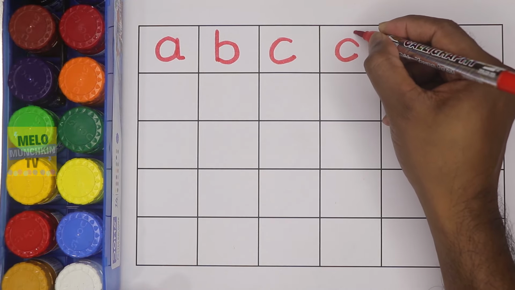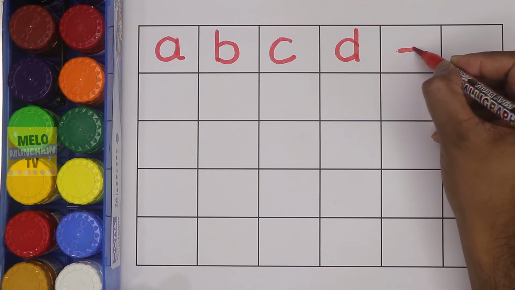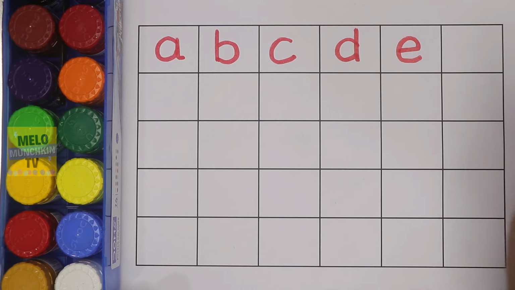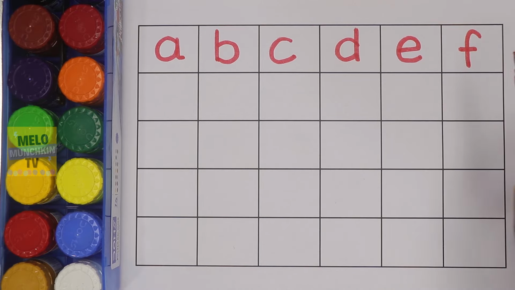This is small letter D. D for dog. This is small letter E. E for egg. This is small letter F. F for fish.